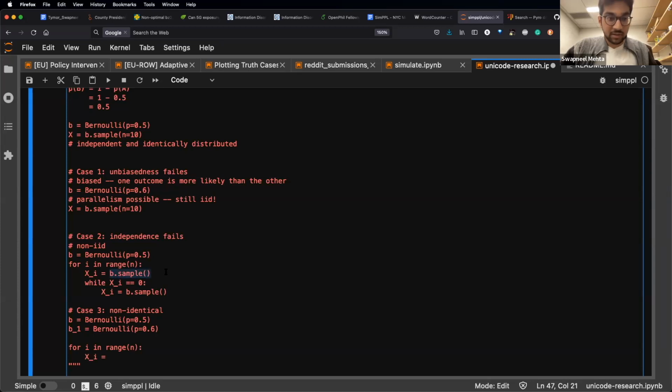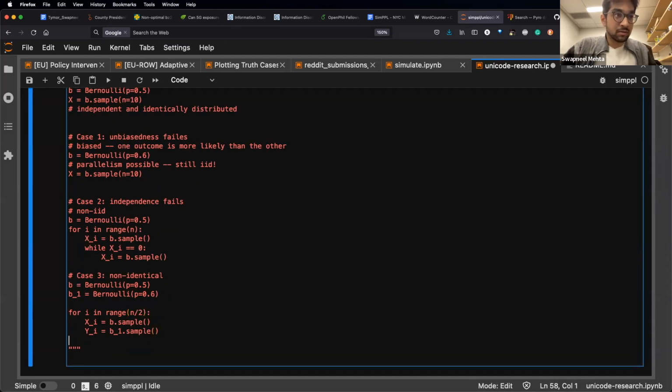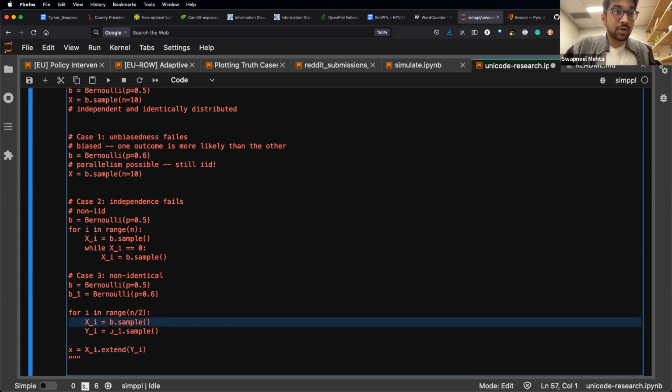a simpler way to write this. Right. And yi is b1.sample. So I do this for range 5 n by 2, and then I combine: x is equal to xi extend yi. So I'm basically drawing samples from two distributions.